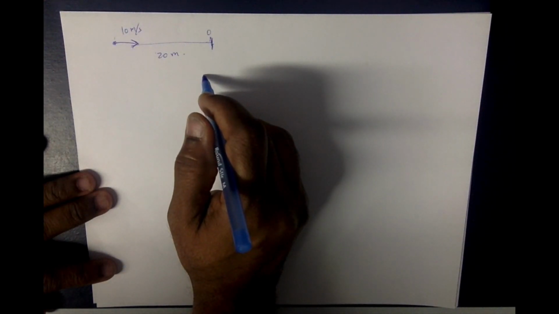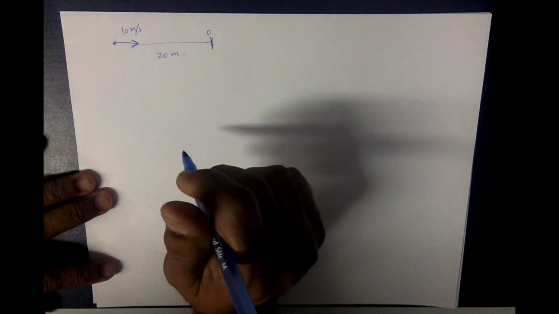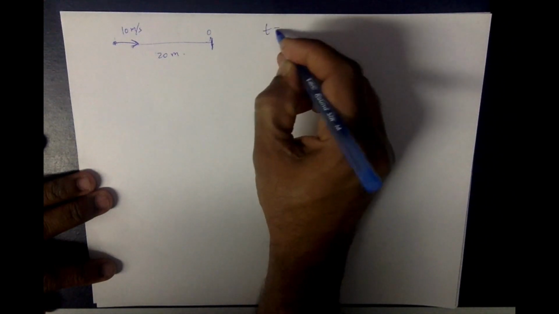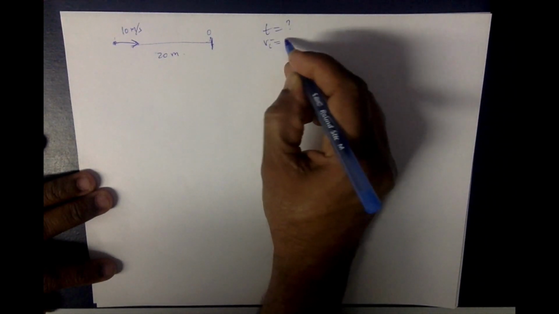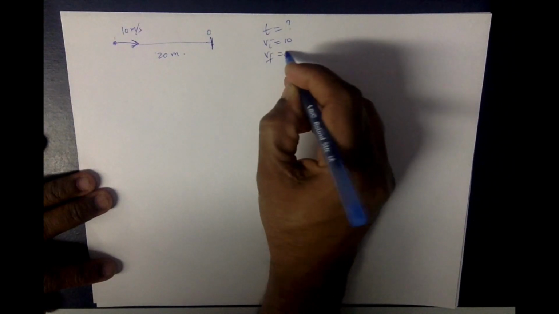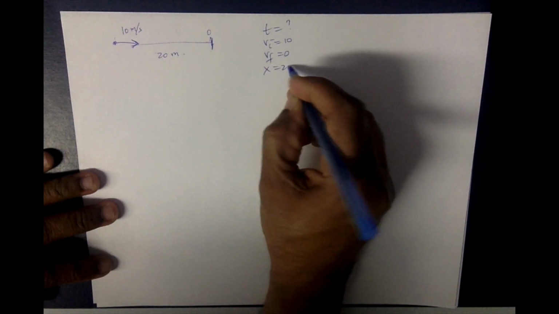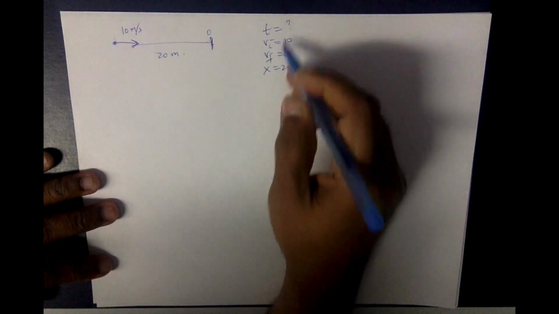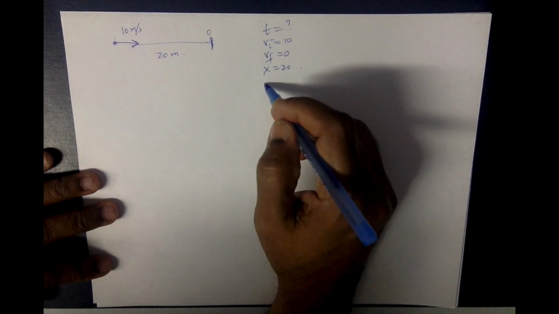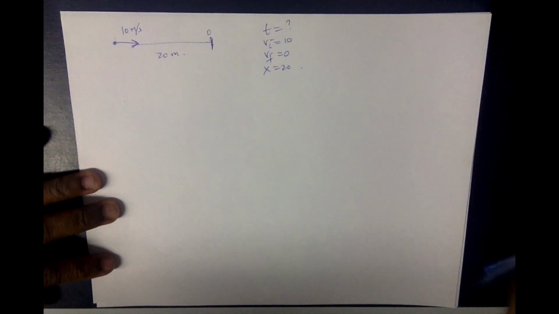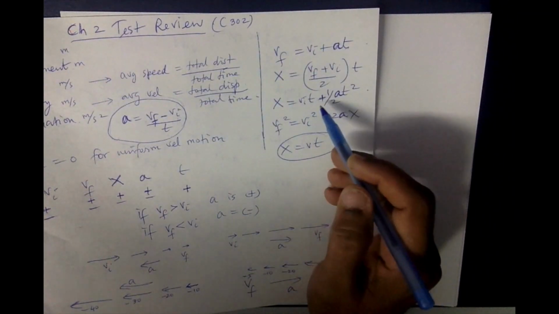As soon as this is given to you, the question is, how long did it take for it to come to a halt? Time taken for it to come to a halt. That's the question. So if the time is the question, what do you know? Initial velocity is 10, final velocity is 0, acceleration, there's no mention of it at all, displacement is 20. So what is an equation that connects these which does not have acceleration in it? If you look at those equations, something that doesn't have the acceleration is that one. So we use that equation.